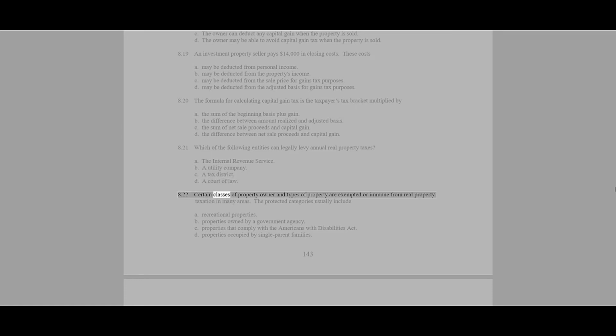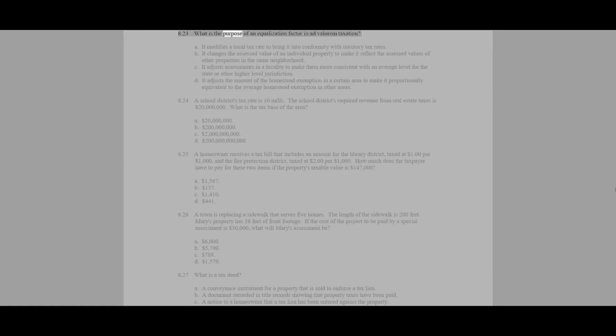8.22 Certain classes of property owner and types of property are exempted or immune from real property taxation in many areas. The protected categories usually include: A. recreational properties. B. properties owned by a government agency. C. properties that comply with the Americans with Disabilities Act. D. properties occupied by single-parent families.